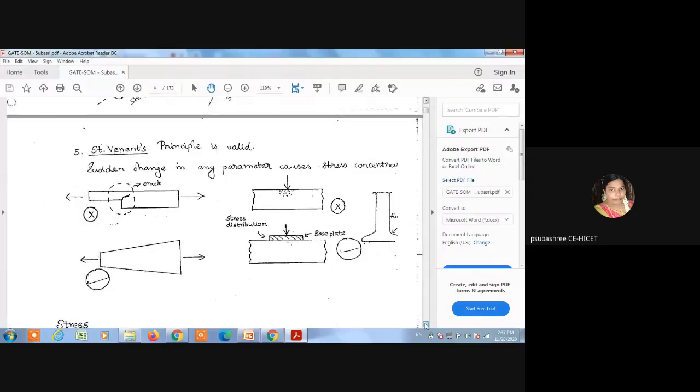First, you should know what is meant by stress, then strain. Saint-Venant's principle is valid only for a sudden change in any parameter. Any parameter means, for example, length, breadth, depth, or diameter, the change in dimension. The change in diameter by original diameter is also called circumferential strain. Volumetric strain is the change in volume by original volume. These are sudden changes in parameters.